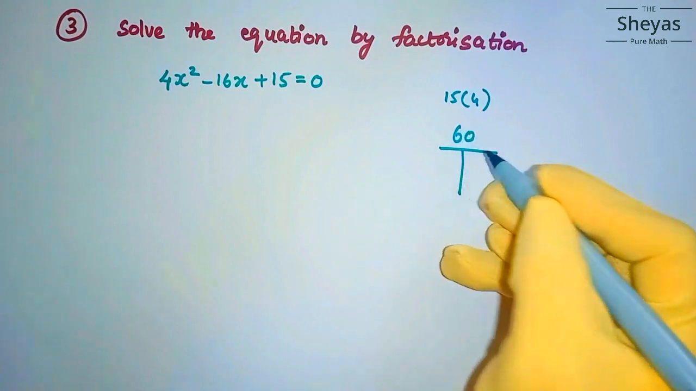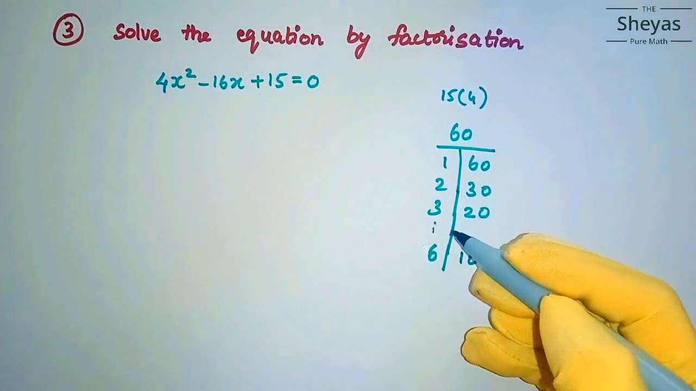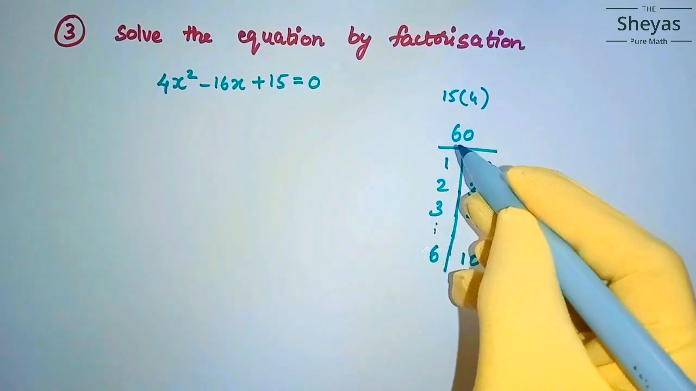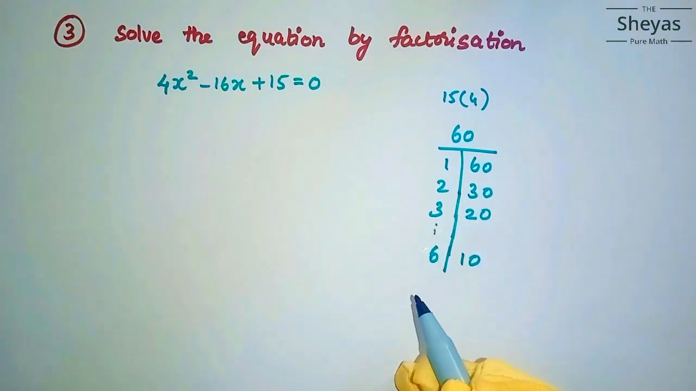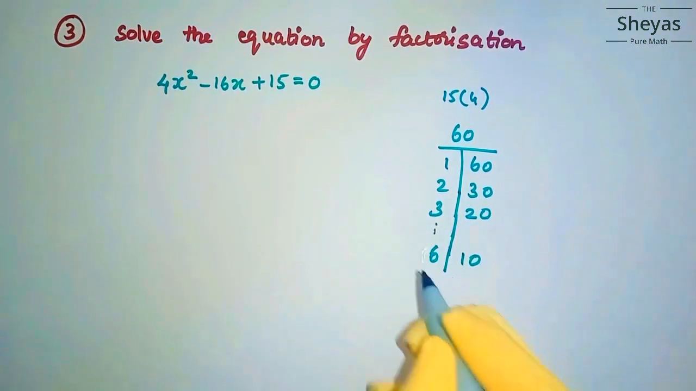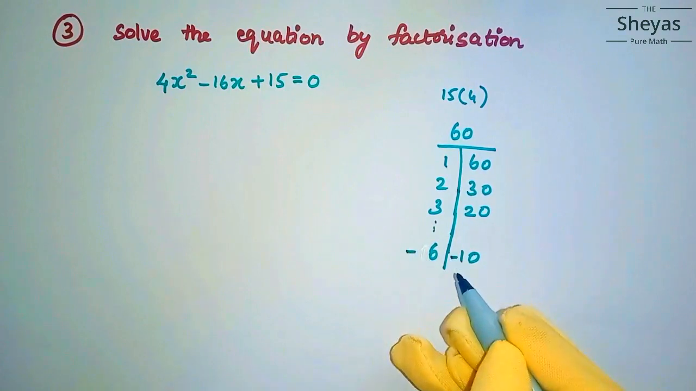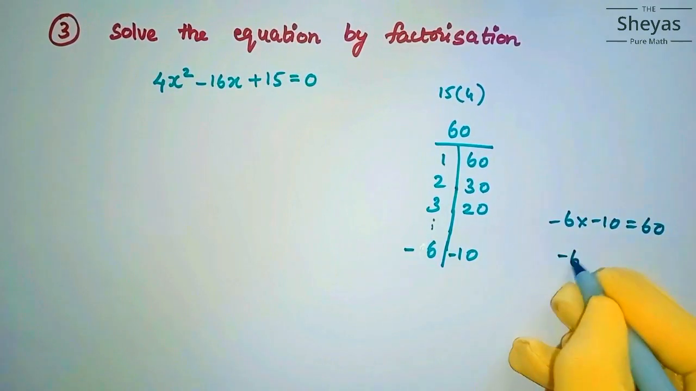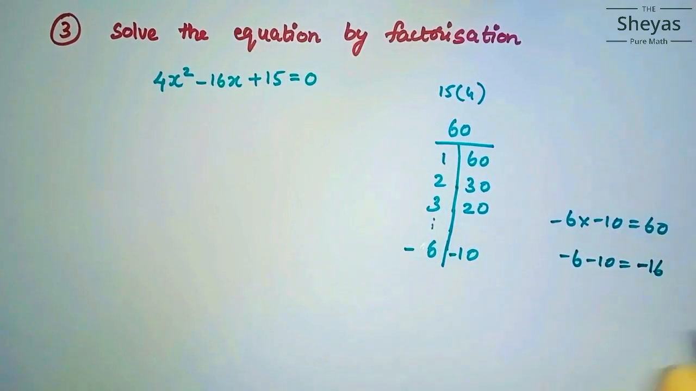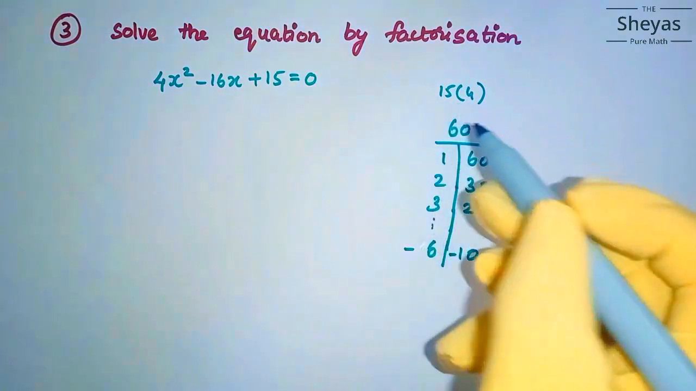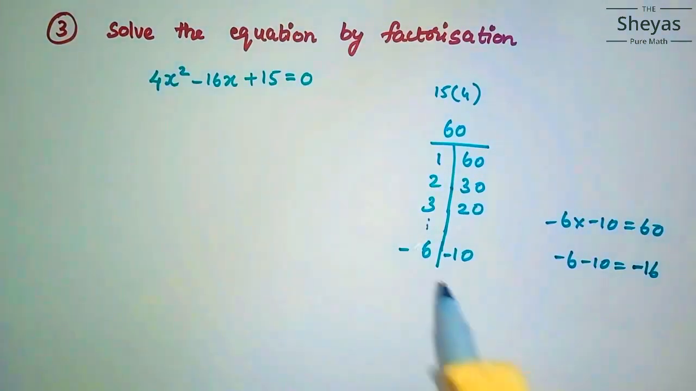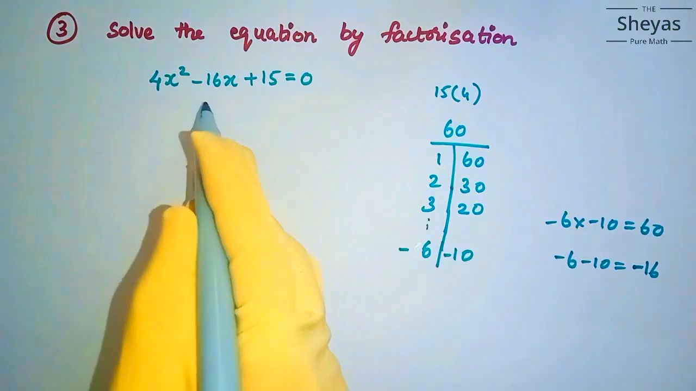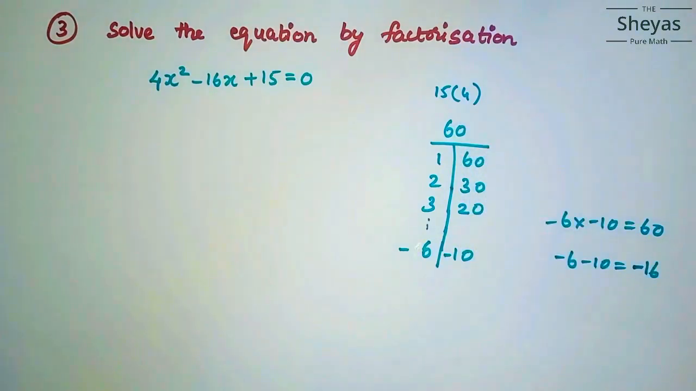So what are all the possible factors? There are many possible factors, but 6 and 10. When you multiply that, you will be getting 60. And when you add up, you will be getting 16. That is, if I put minus and minus here, minus 6 into minus 10 will be 60. Then minus 6 minus 10 will be minus 16. If you put both positive, you will not get this. That's why I have written minus 6 and minus 10. So these are the required factors.